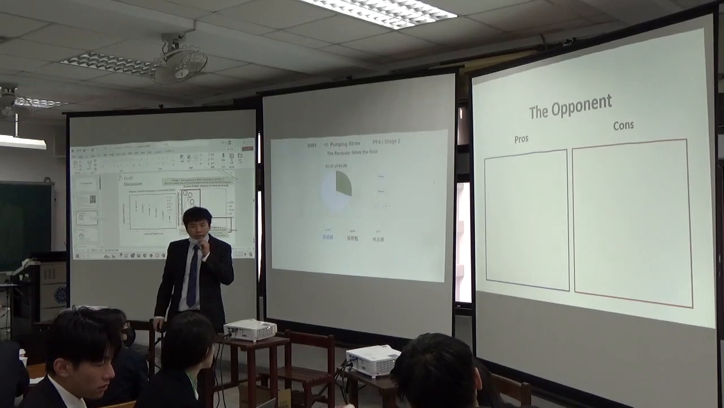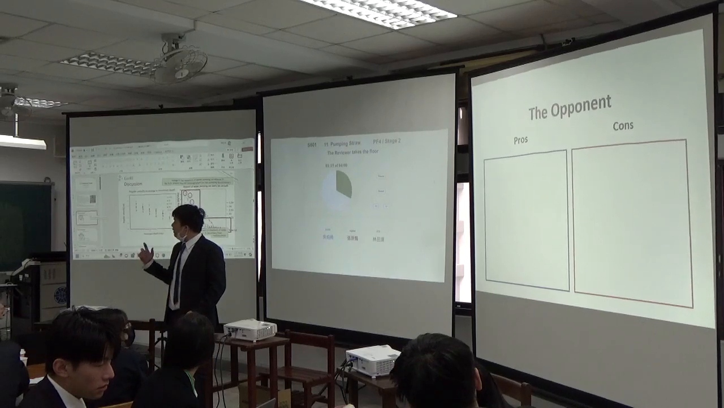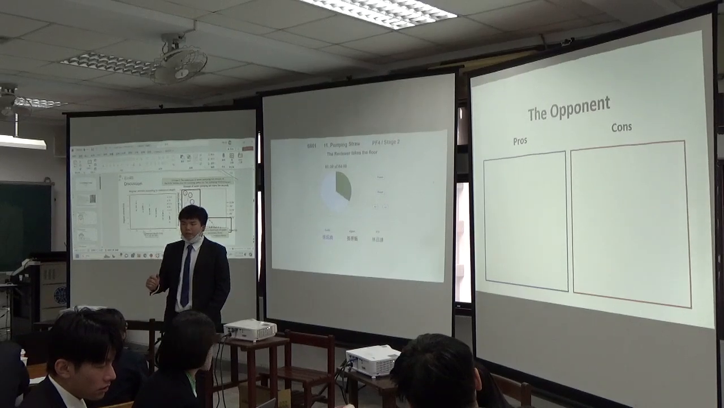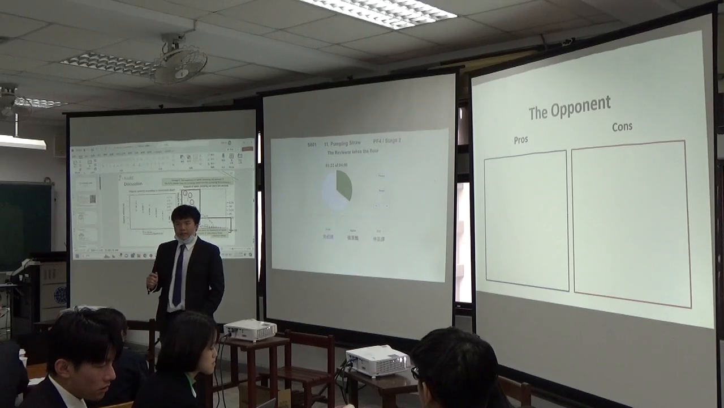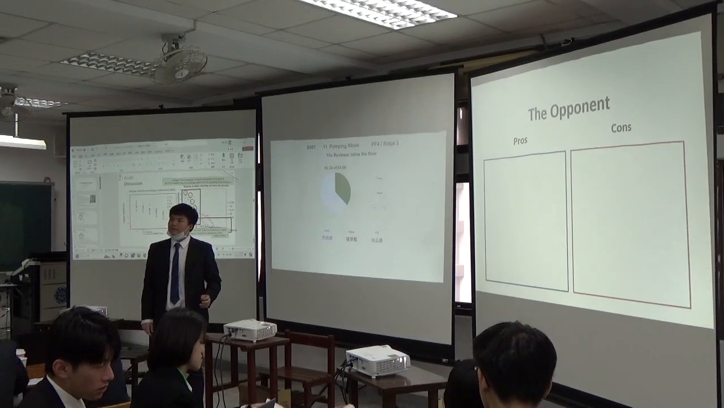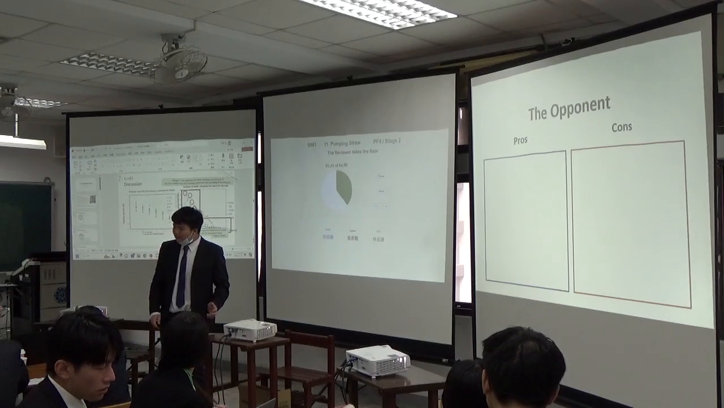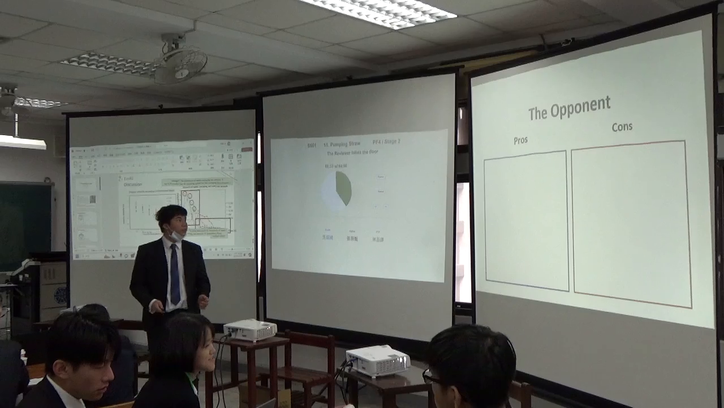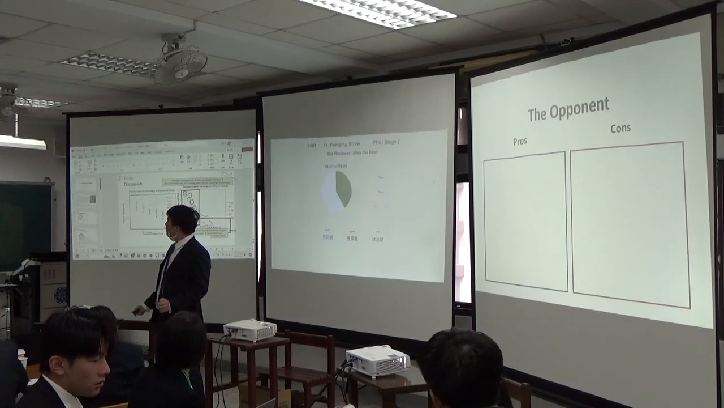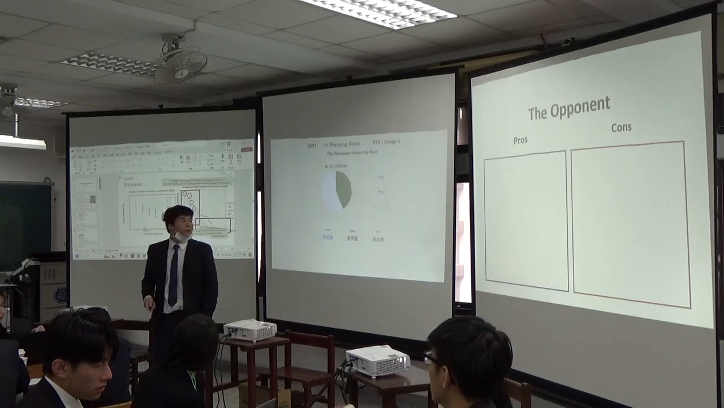For the opponent, I think she explained the phenomenon clearly and has a great understanding of Bernoulli's principle. However, for the cons, I think the friction of the water could be considered more.